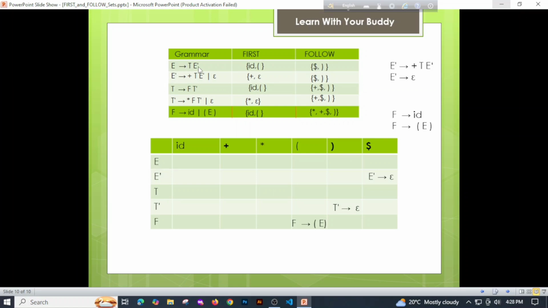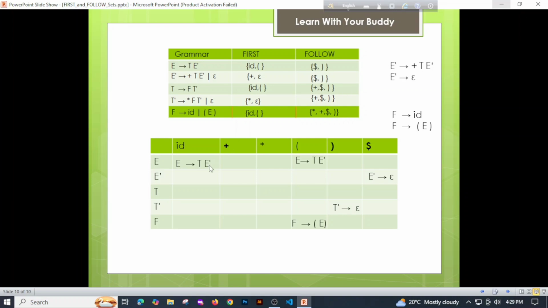So here for the grammar E arrow T E prime, we will see what the terminals are there. There are two terminals, one is id and the other one is the opening bracket. So we will write that in the id section and then in the opening bracket section. Then for E prime we have two things at the right corner. At first we have plus T E prime, and for the other thing we have E prime arrow epsilon.